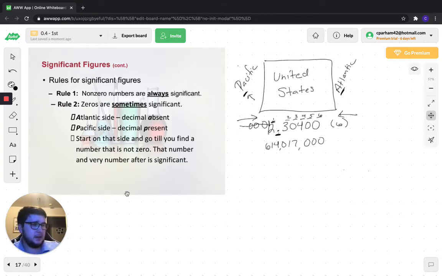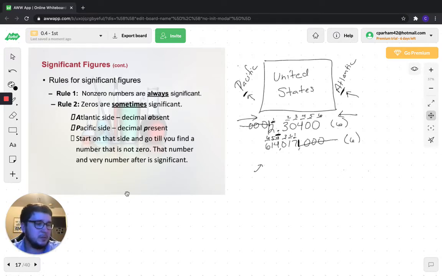Okay, and then approaching from the Atlantic side, if I look at the second number down here, I don't have a decimal there. My decimal is absent. So since my decimal is absent, that means I'm approaching from the Atlantic. See how they both start with A? And Atlantic, I'm going to start from the right and go left. So there's a 0, there's a 0, there's a 0, oh, there's a 7. I'm going to stop because that's not a 0. And that number plus everyone after is significant. So 1, 2, 3, 4, 5. And this one just so happens to also have 6 significant figures.